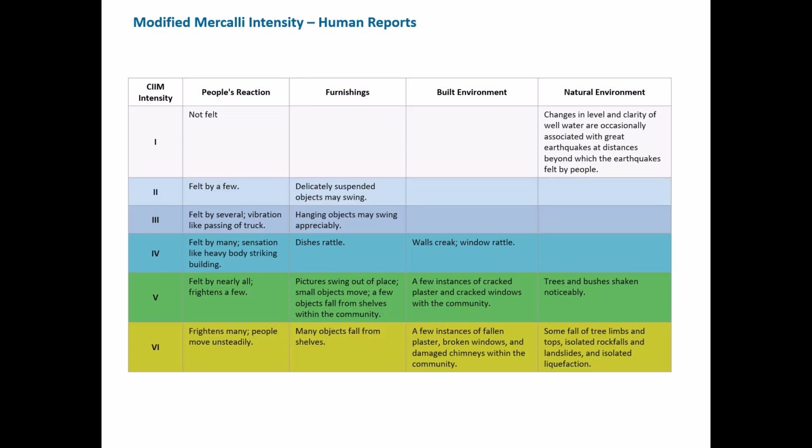Get up to 6. Now more people are getting frightened, and they might feel a bit unsteady on their feet. Even more objects are falling down. Broken plaster, broken windows, damaged chimneys, and so forth. Tree limbs are falling. May start to get some rock falls and landslides and so on.